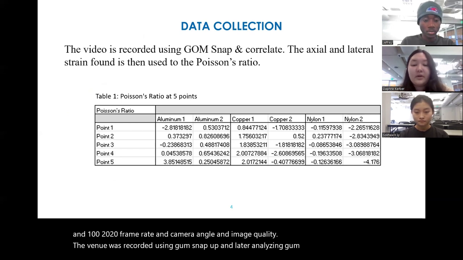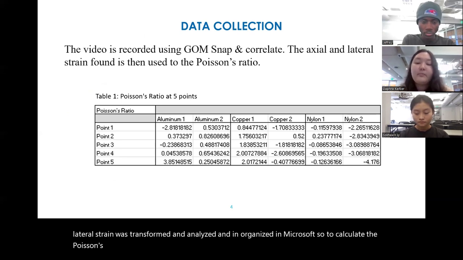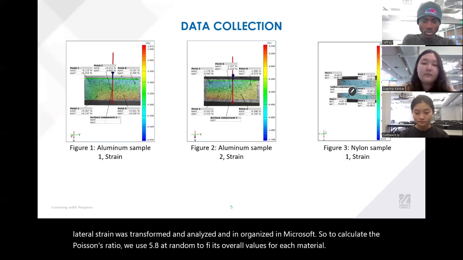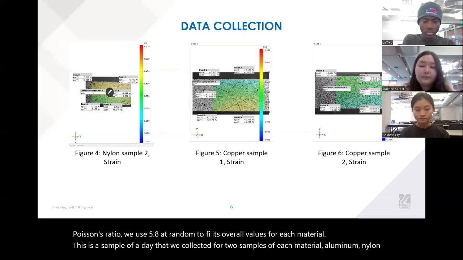The axial and lateral strain was found, analyzed, and organized in Microsoft Excel to calculate the Poisson's ratio. We used 5 points at random to find the overall values for each material. This is a sample of the data that we collected for 2 samples of each material: aluminum, nylon, and copper.